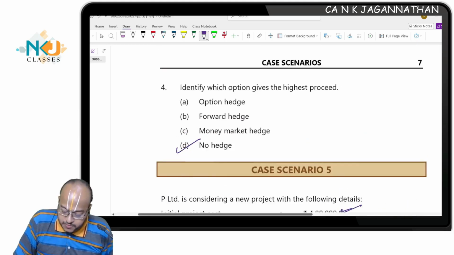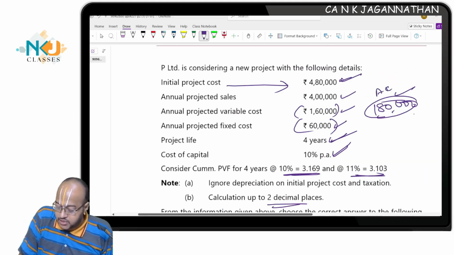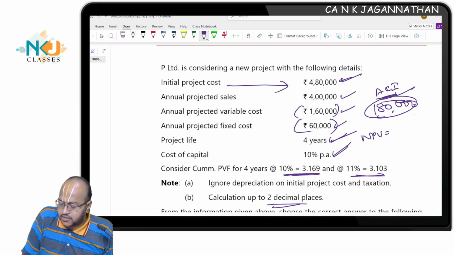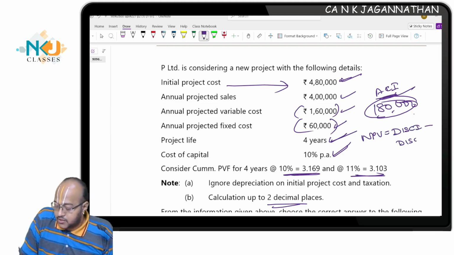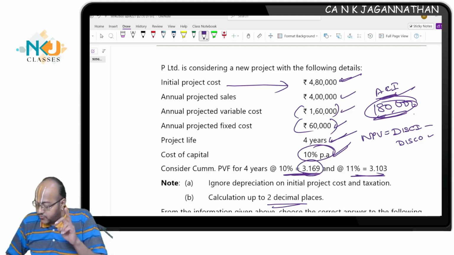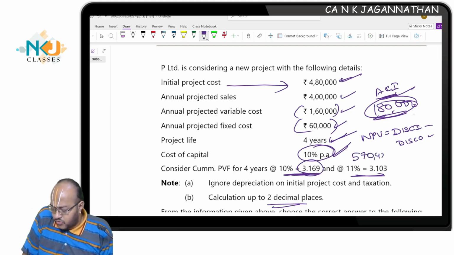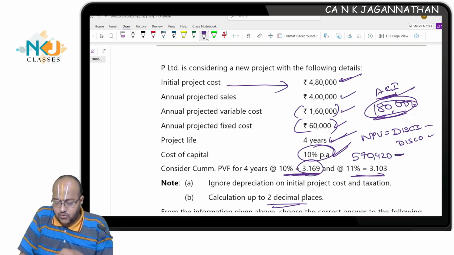Are you all comfortable? So initially I will find the NPV. This is annual cash inflow, 1,80,000. NPV is equal to discounted cash inflow minus discounted cash outflow. Here, discounted cash inflow I need to find out. Original cost of capital at 10%. Now, what is the annuity factor? 3.169. So 1,80,000 is the annual cash flow. 1,80,000 times 3.169, how much is that? 5,70,420 is the discounted cash inflow.